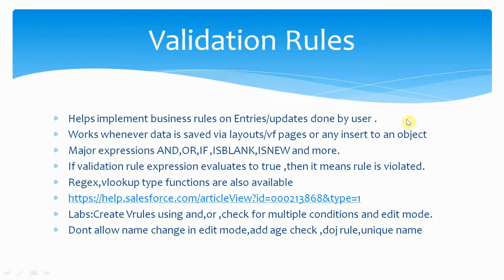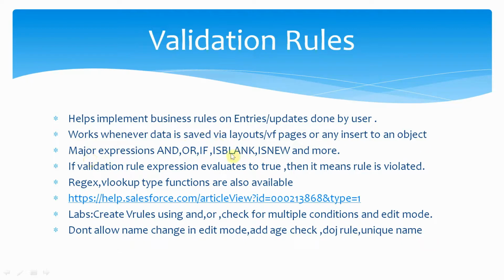Basically, what are validation rules? When somebody enters, say, age, and age should not be less than 19, it's a business rule. So that can be automatically implemented on the UI. Using validation rules, it will help you implement business rules on entries or updates. Whenever data is saved, this gets fired. You have to save the data on the insert or update of any object.